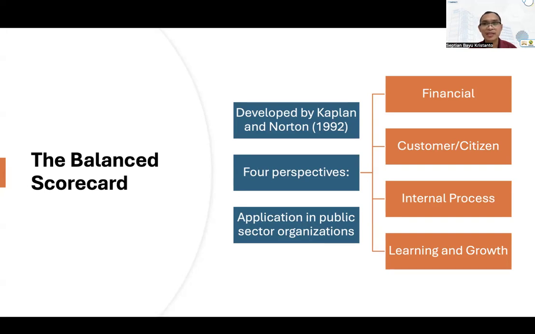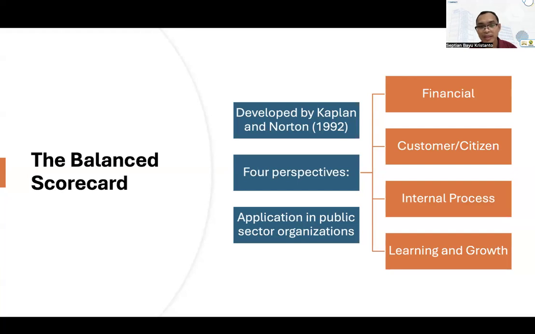The number 1 is still from a financial perspective. We can make some measurements from the financial outcomes, like the efficiency of cost, maybe the profit margin, or maybe the leverage, and also the tax payments from the citizens.